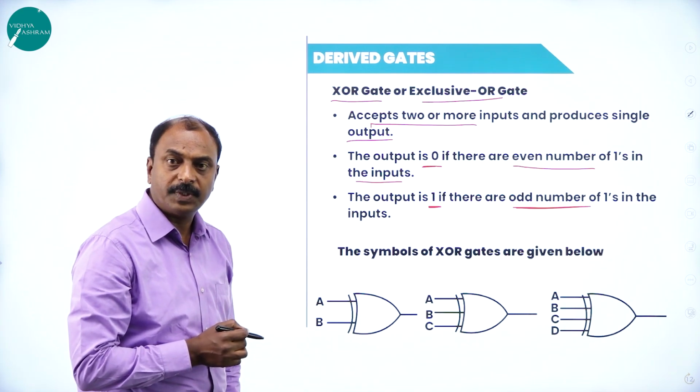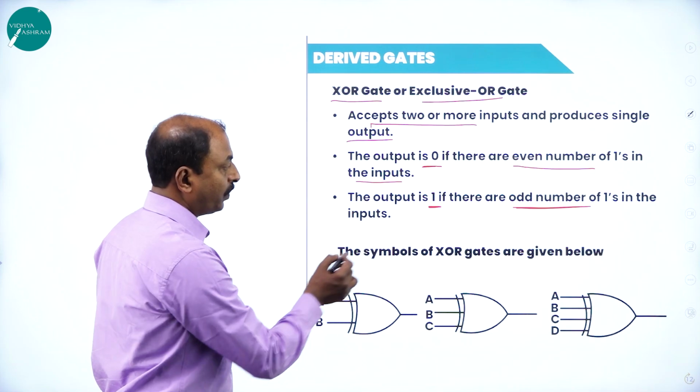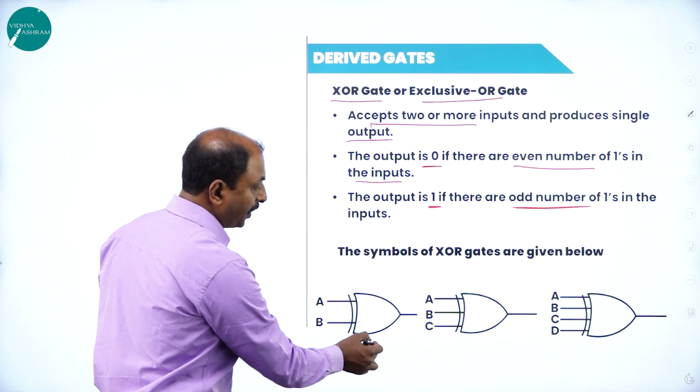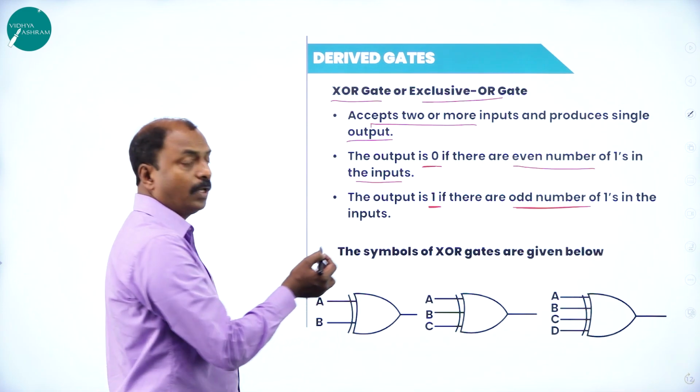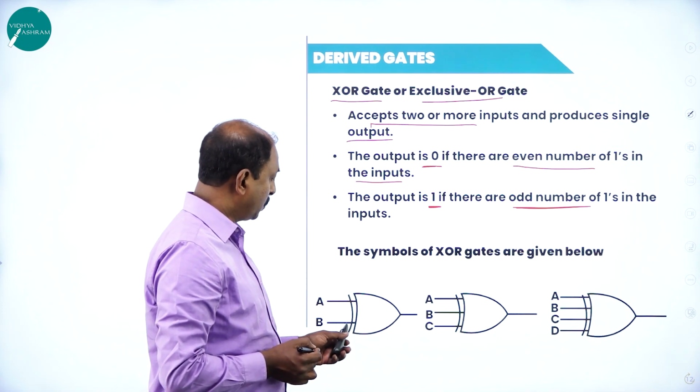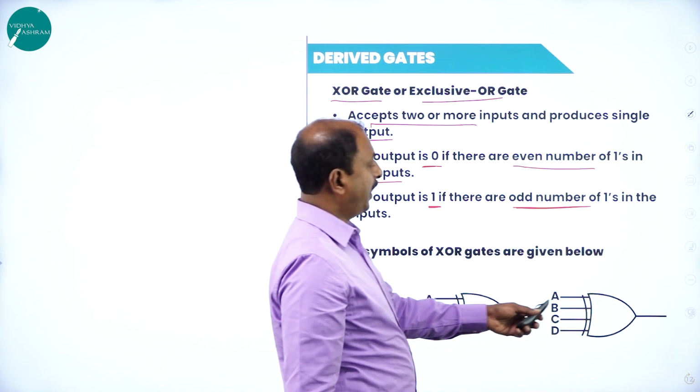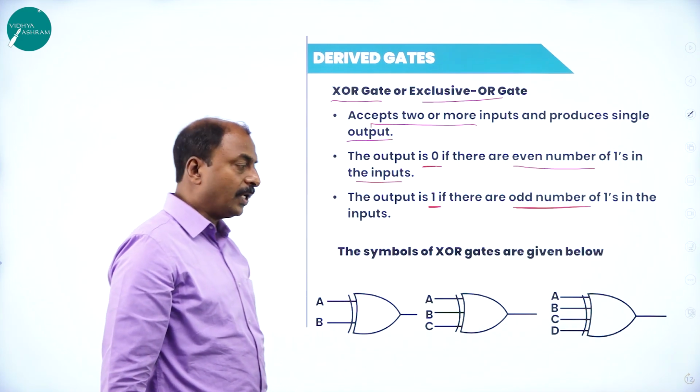This is the logical symbol of XOR gate. Here this is OR gate, and this small r indicates exclusive OR gate. Here this is a 2 input, 3 input, and this is a 4 input logic gate.